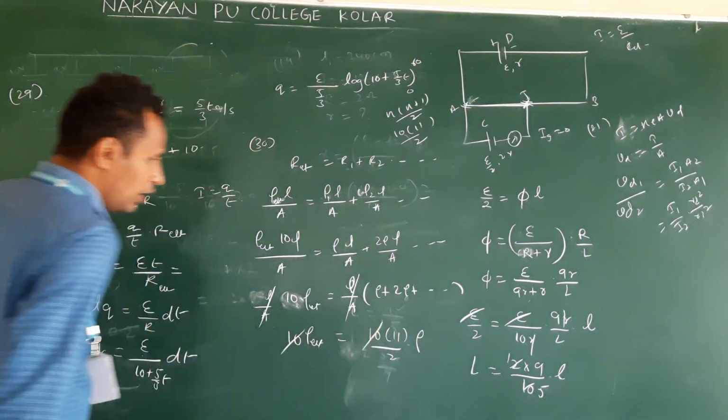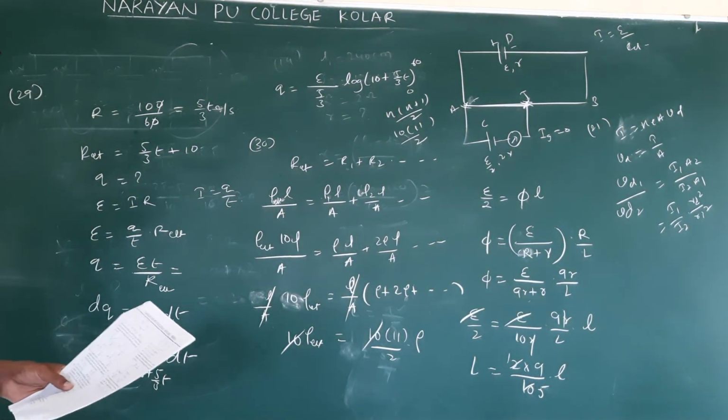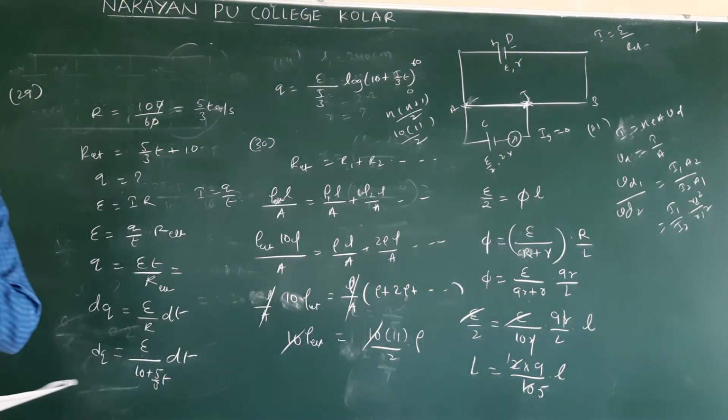This 10 will cancel. Rho effective is what? 11 rho by 2. Option 4 is correct.